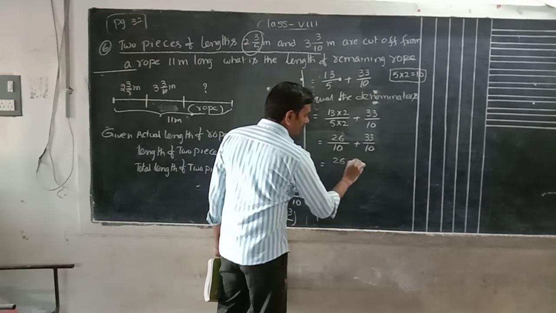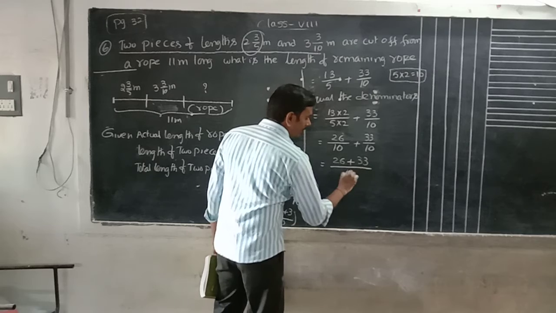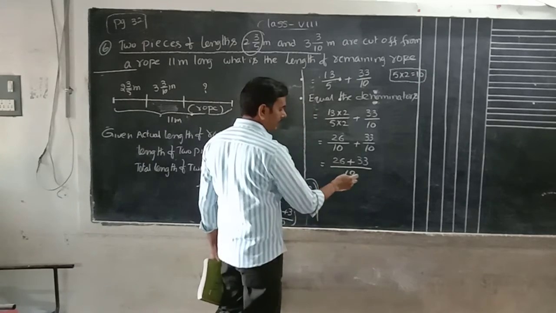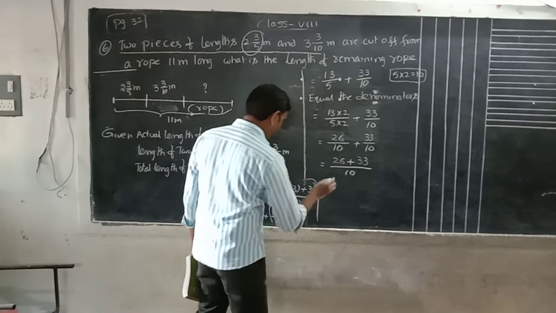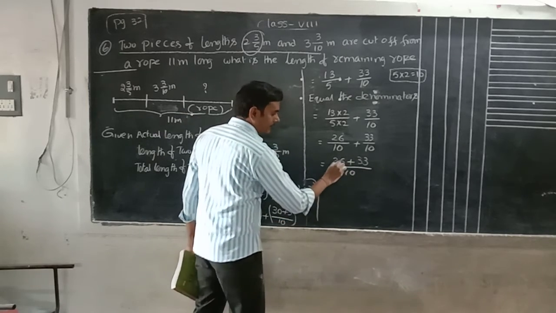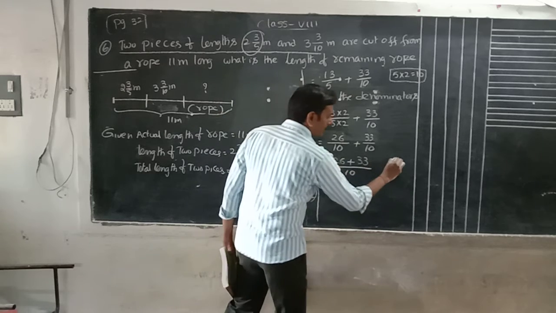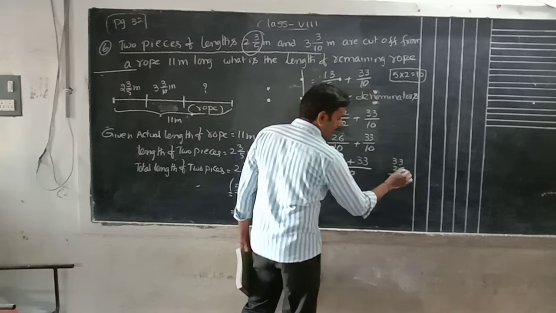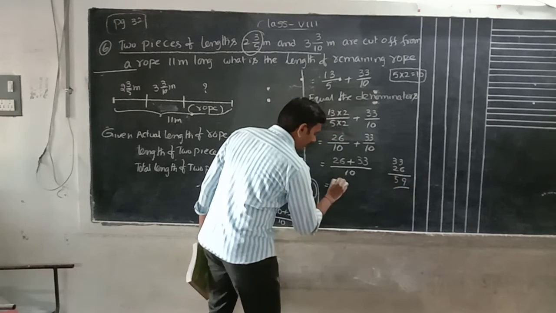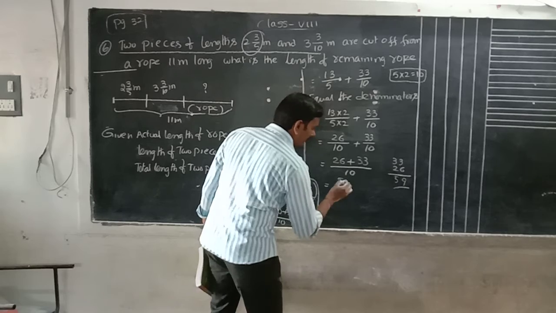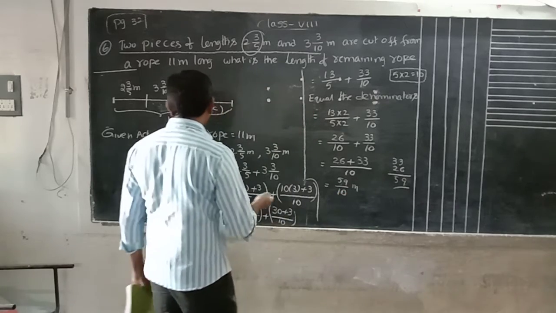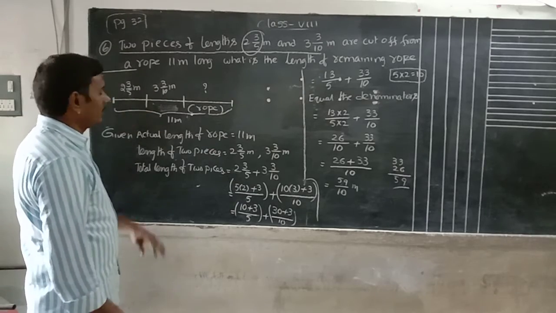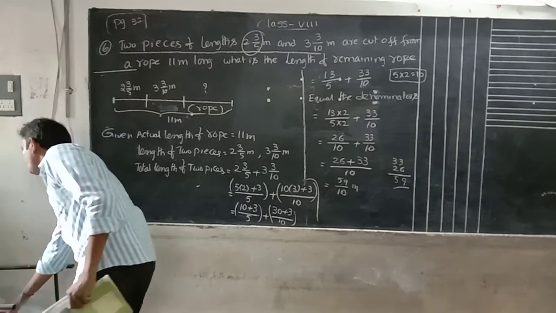Now we add the numerators. Whenever like fractions are given, the denominators are the same, so we can add the numerators. 33 plus 26 is 59, so 59 by 10. The total length of the two pieces is 59 by 10 meters. Now we have to calculate the remaining length.